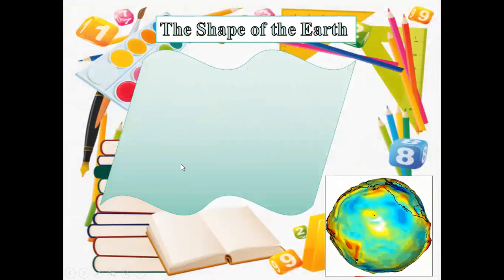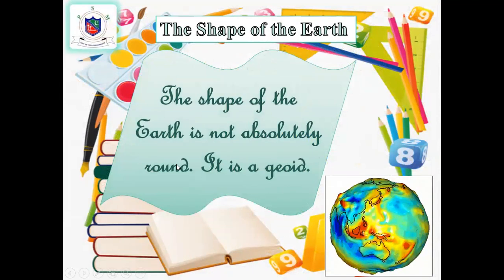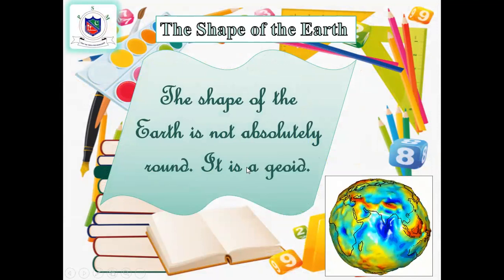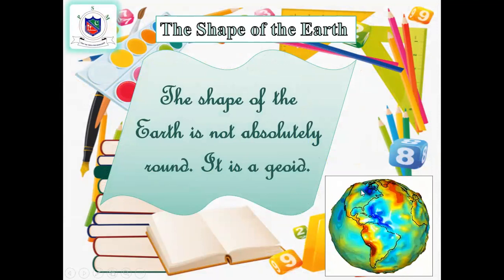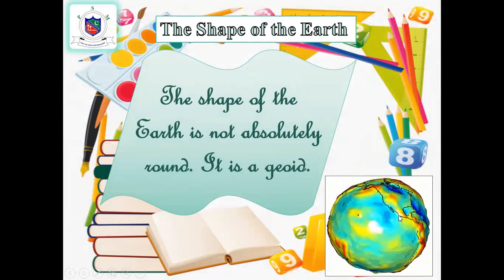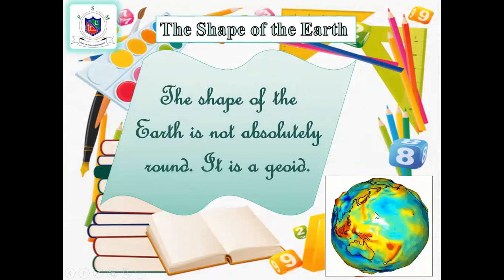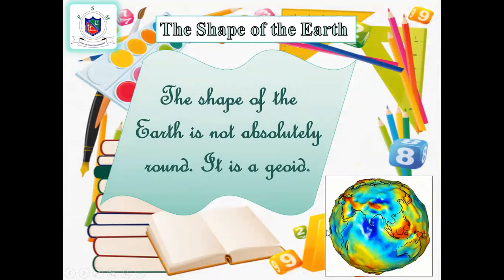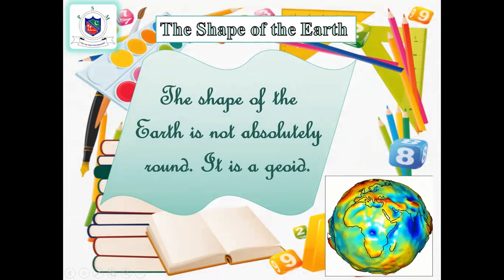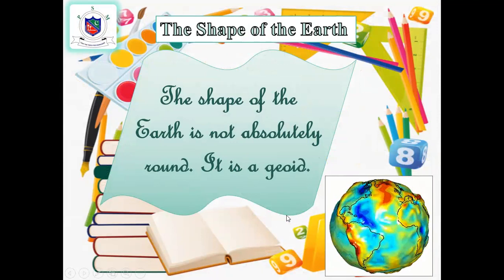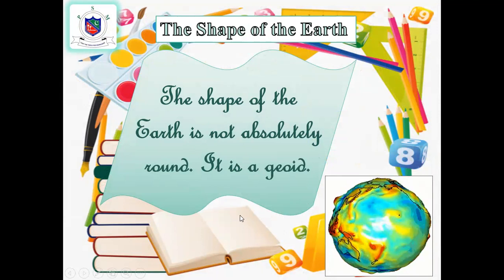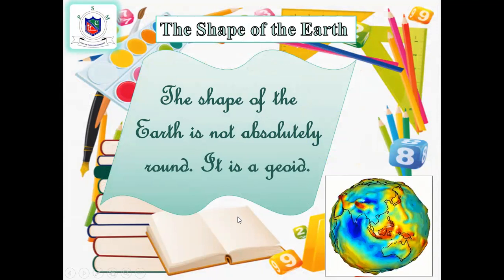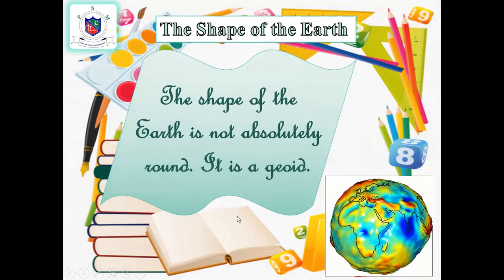Students, the shape of the earth is not absolutely round. It is geoid. That means it is round but slightly flattened at the top and bottom. It is surrounded by a blanket of air called the atmosphere, which is made up of many gases such as nitrogen, oxygen, carbon dioxide, water vapor, and dust particles.